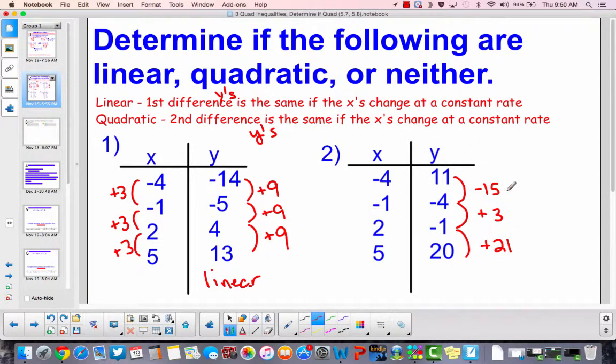Let's see about here. Excuse me. How do I go from -15 to +3? I add 18. How do I go from +3 to +21? I add 18. That's the second time I did it. That is a constant for both of those. So this would be a quadratic function.